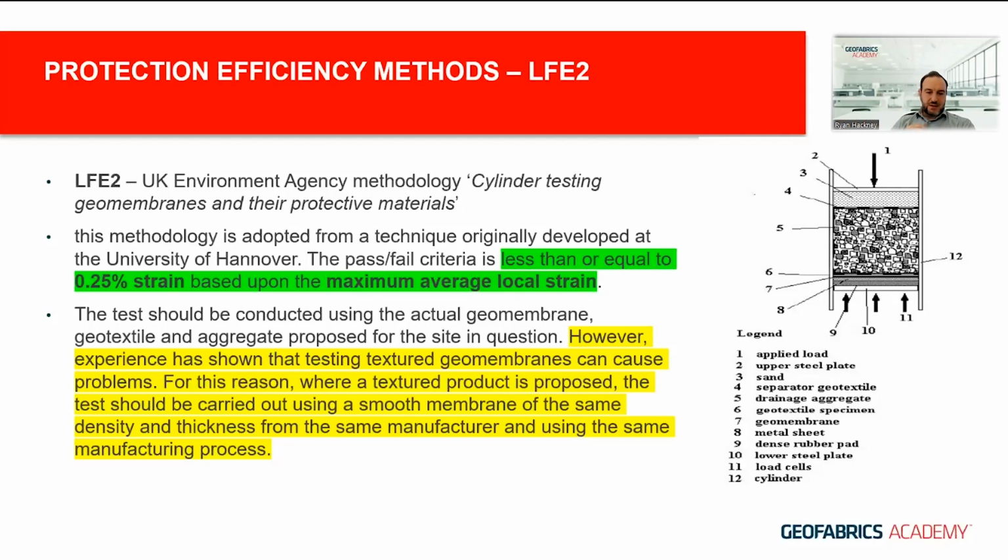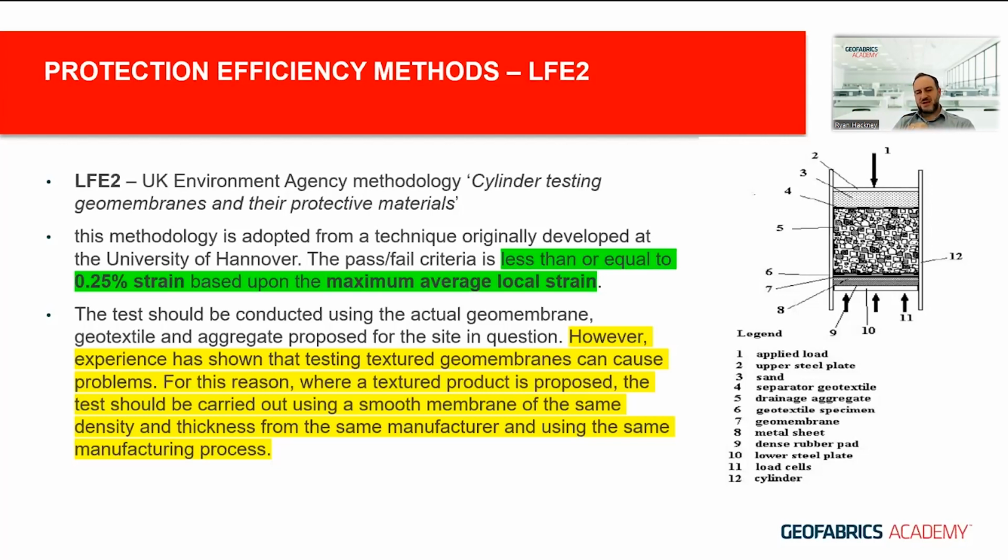In terms of the geomembrane, there's a clause in LFE2 that experience has shown that testing textured geomembranes can cause problems during that strain measurement process. For this reason, when a textured product is proposed, the test should actually be carried out using a smooth geomembrane of the same density, thickness and formulation from the same manufacturer and using the same manufacturing process. So whether that be blown film or extruded, it's important that when you're substituting a textured for a smooth to do the actual strain test on, it's from that same manufacturer and same technique.